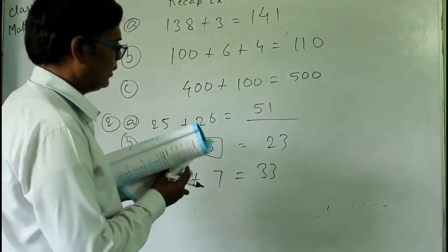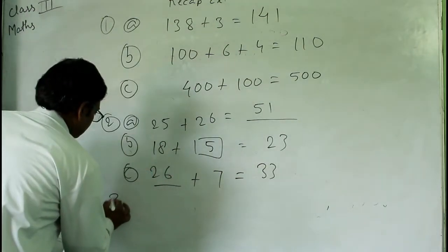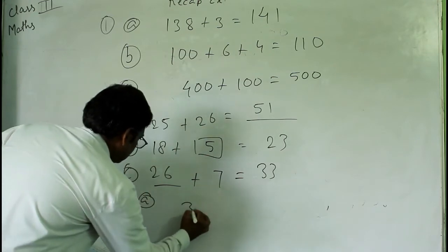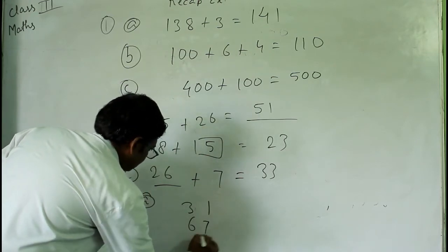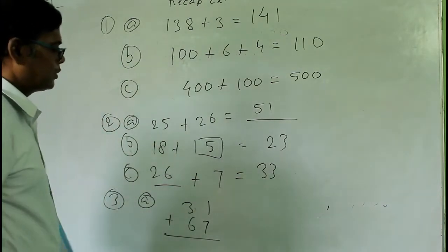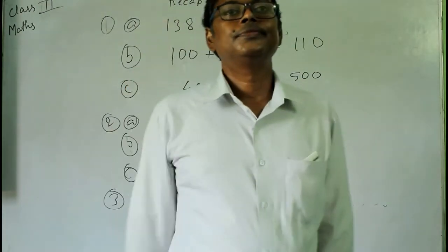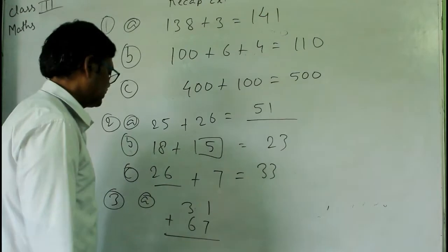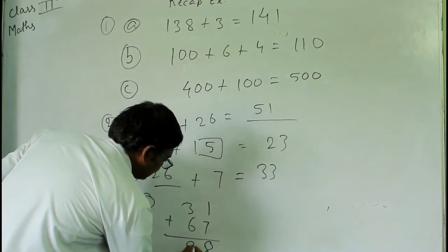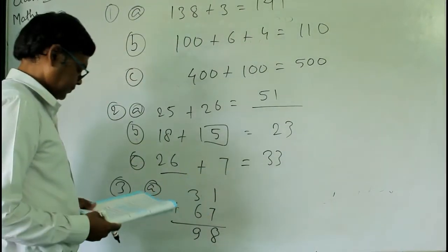Now question number 3. We have to add two numbers. In this question number A, 31 plus 67. इसको plus करना है. Okay. You have to add these two numbers. So 7 plus 1 is how much? 7 plus 1 is 8 and 6 plus 3 is 9. Okay, so answer is 98.